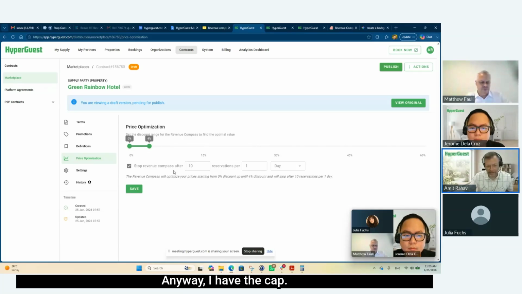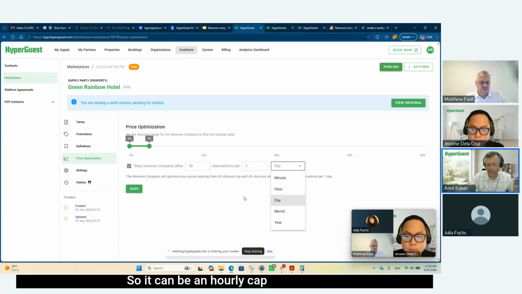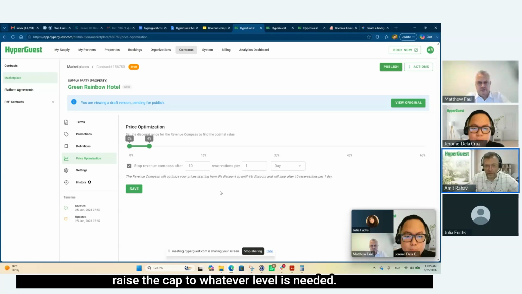And here I have the cap. So in this case, it's basically a cap of bookings per unit of time. It can be an hourly cap, a daily cap. In this case, I'm saying don't exceed 10 reservations per day. But again, this is absolutely up to the hotel's control. You start at this level, then you can raise the cap to whatever level is needed.